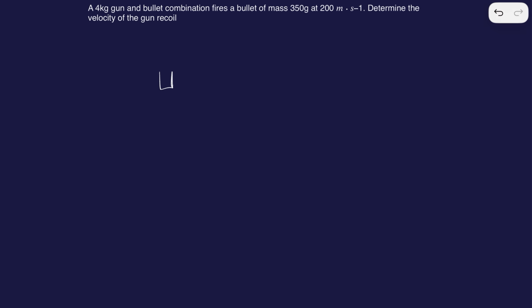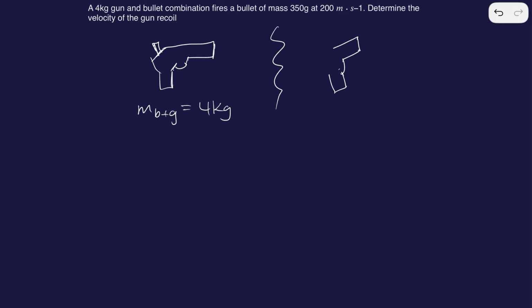So let's just sketch this out. We've got a kind of a gun here. Don't know what kind of gun that is. And we are shooting a bullet. So the mass of the bullet and the gun is equal to 4 kilograms. Then there's a shooting, the bullet leaves the gun and the gun will recoil, meaning the gun moves slightly back. So just ignore the sketch. The gun is going to move backward.